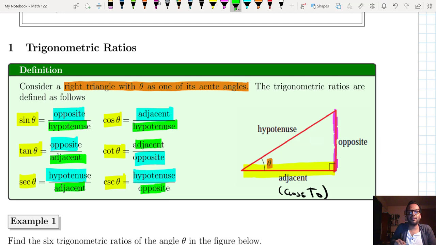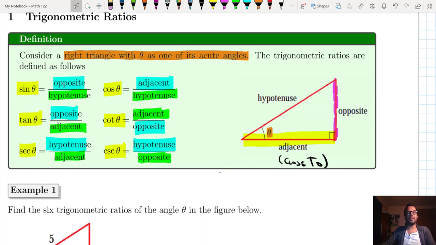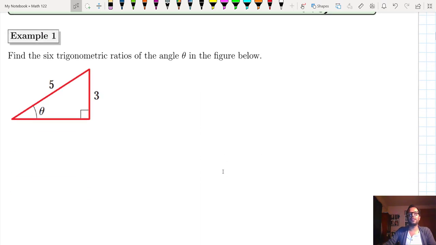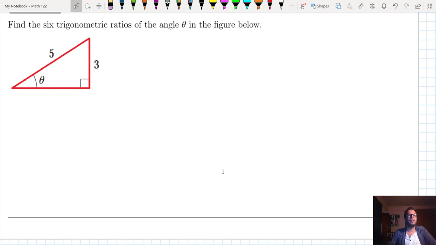trigonometric identities. Now, given the lengths of the sides of a triangle, very often we are going to be asked to find the six trigonometric ratios of the angle theta. Let's look at one example here. We are given a right triangle in which the hypotenuse is 5 and the opposite is 3. Notice this is the opposite because the 3 is facing the angle theta. They're asking us to find the six trigonometric ratios.